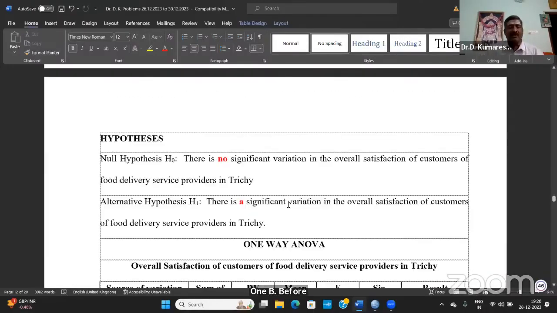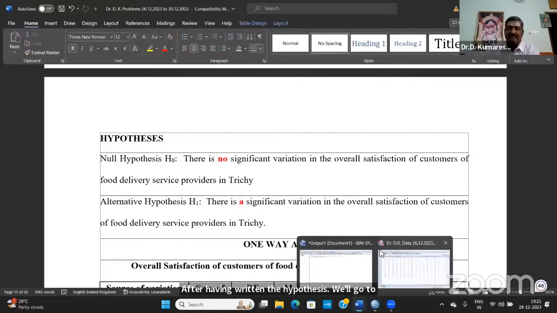Before that, we write the hypothesis, null hypothesis. There is no significant variation in the overall satisfaction of customers of food delivery service providers. So alternative, obviously, there is a significant variation. That's all. Only one word is different. There is no significant variation. Here, there is a significant variation. Okay. After having written the hypothesis, we'll go to the analysis.